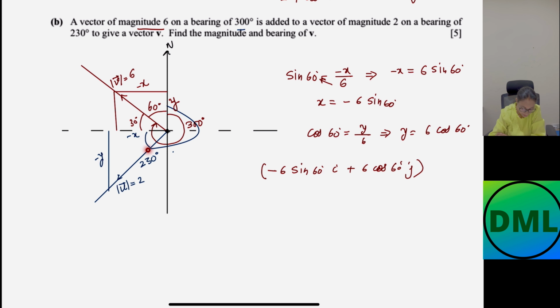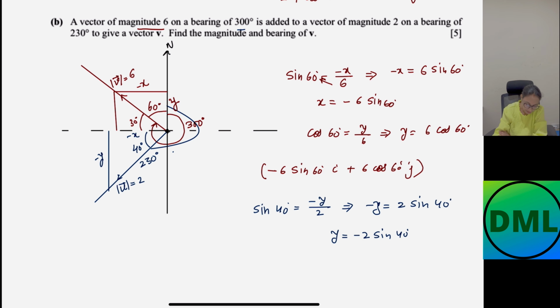How much is this angle? This angle is 270 degree minus 230 degree, which will give you 40 degree. Let's write down the velocity vector here. For this 40 degree, this y is opposite and we have the hypotenuse as 2. The relation between opposite and hypotenuse is sin theta. Sin 40 degree is equal to minus y over 2. If you calculate the value for minus y from here, that will be equal to 2 sin 40 degree. The value for y is given by minus 2 sin 40 degree.